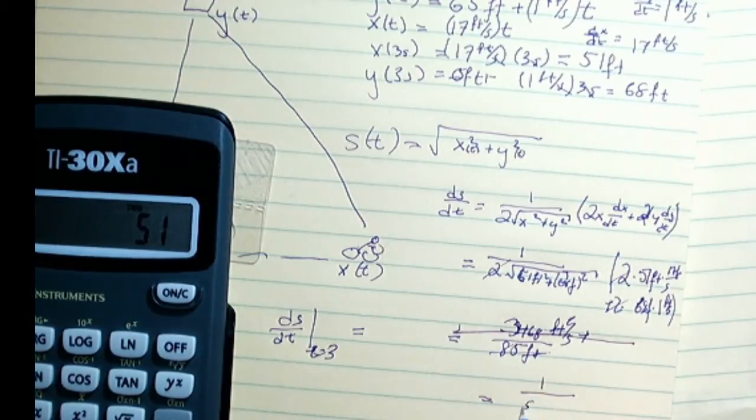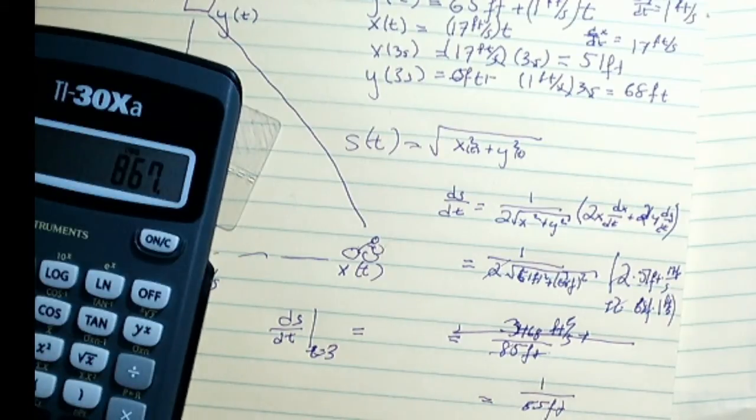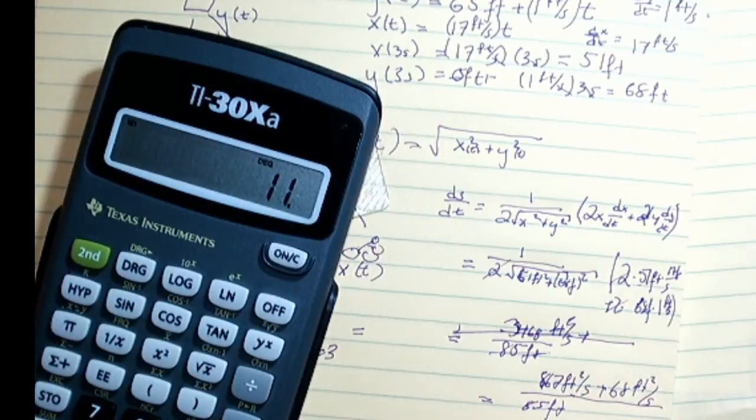1 over 85 feet. And then in the numerator we have 51 times 17, which is 867. That's square feet per second still, plus 68 square feet per second. So add 68 to that. We have 935 divided by 85. And our answer is 11.